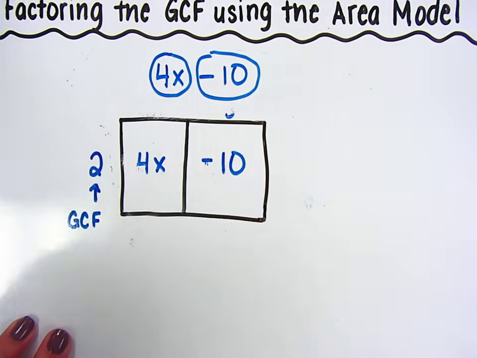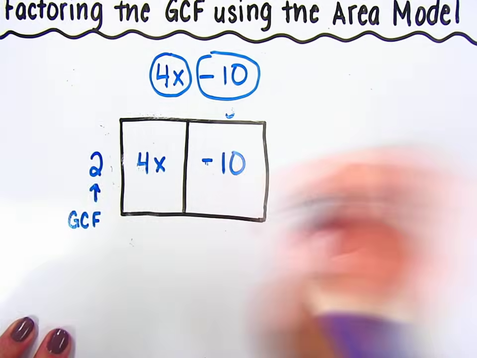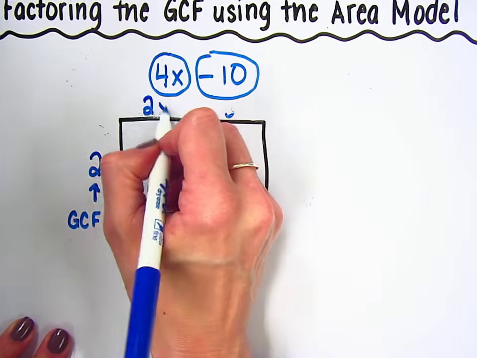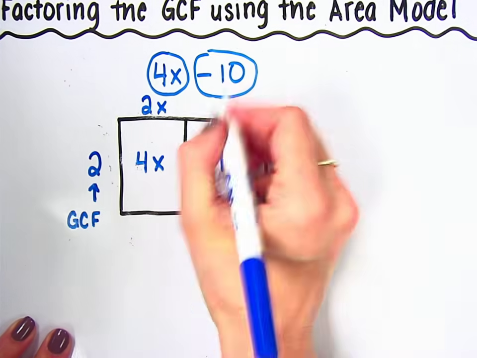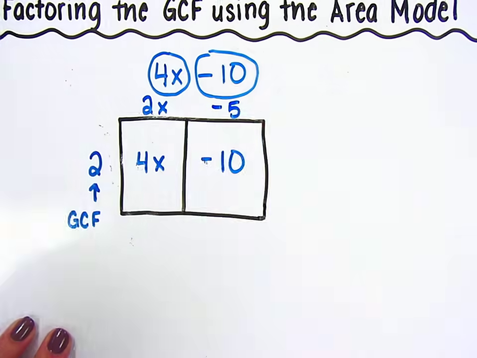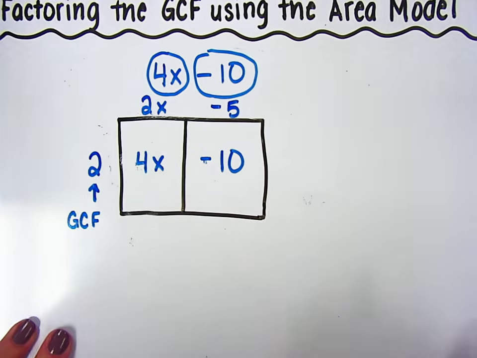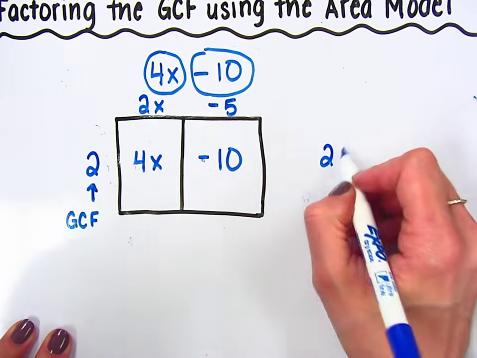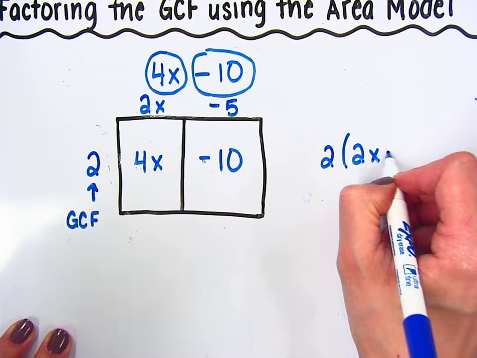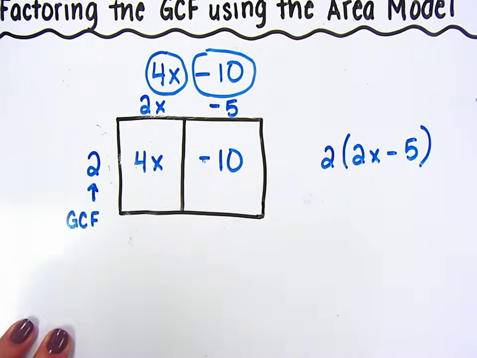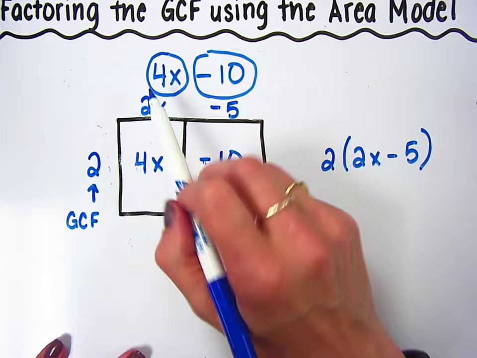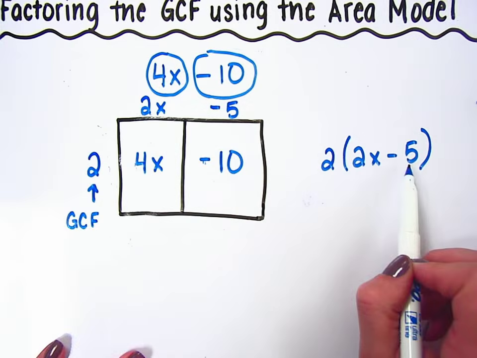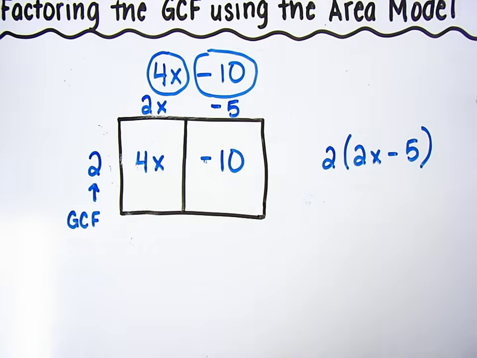And I'll think to myself again, 2 times what is 4x? 2 times 2x is 4x, and 2 times negative 5 is negative 10. So my factored expression will be 2 times the quantity of 2x minus 5. And again, we can go back and we can check to make sure we're correct by using that distributive property. 2 times 2x is 4x. 2 times negative 5 is negative 10.